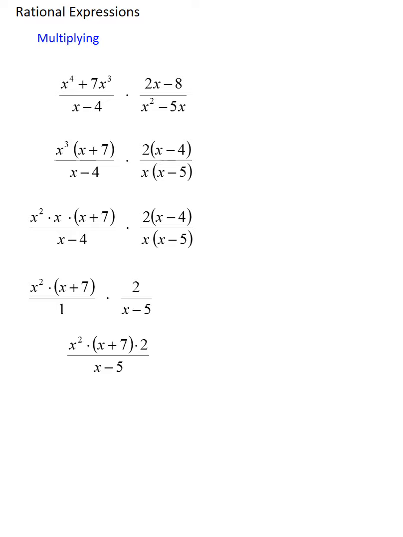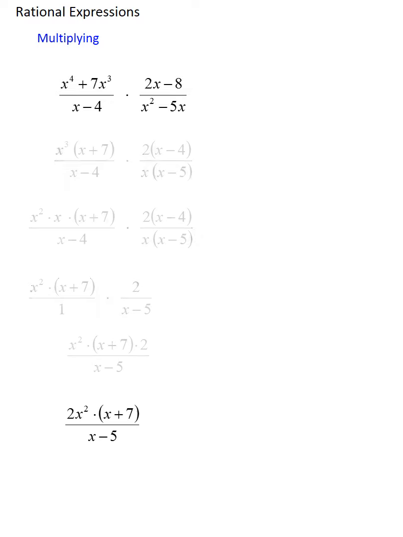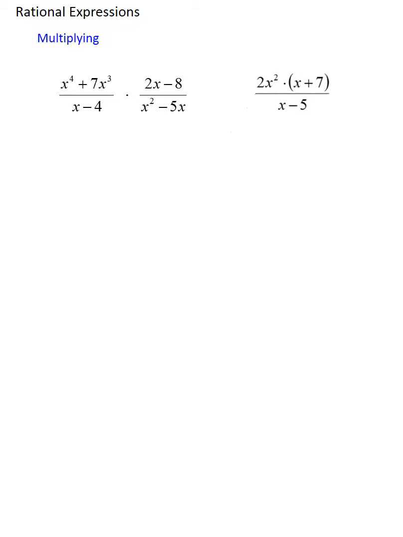Although traditionally, we would take the x squared and the 2, since they're both monomials, and multiply them together. That's not a rule that you have to do. It just looks cleaner to the average mathematician if we put the monomial factors in front of the x plus 7 binomial. Again, it's not mandatory, but it looks nicer. And that is essentially what I would consider a simplified answer and the final answer to this problem.